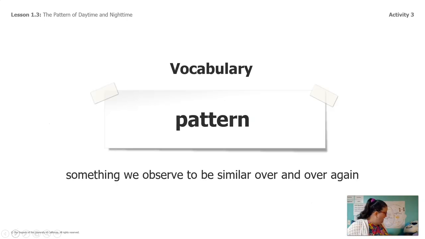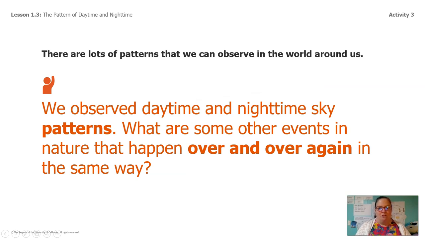Okay, so we have pattern. Something we observe to be similar over and over and over again. And did you see, I even drew a picture on here of those beads from the book so that we remember what a pattern is. So blue, green, blue, green, blue, green, blue, green. Okay, and I'm gonna go ahead and add pattern to our vocabulary list. We have five, 1, 2, 3, 4, 5 words on our vocabulary list. Okay, so patterns are things that happen over and over again.